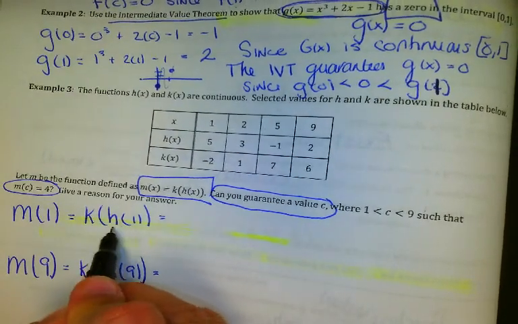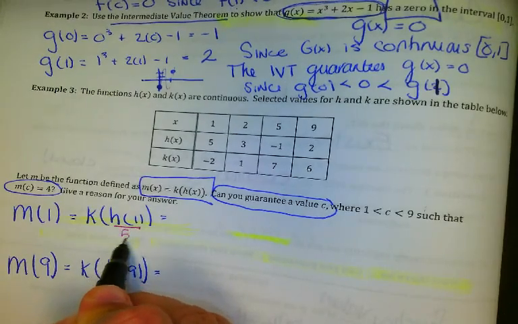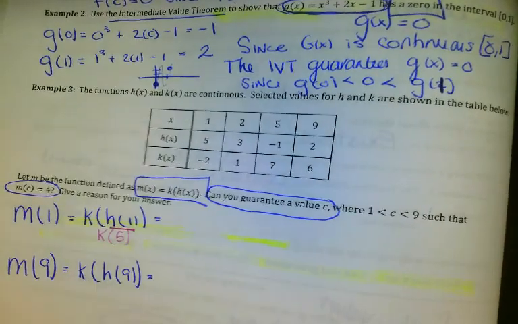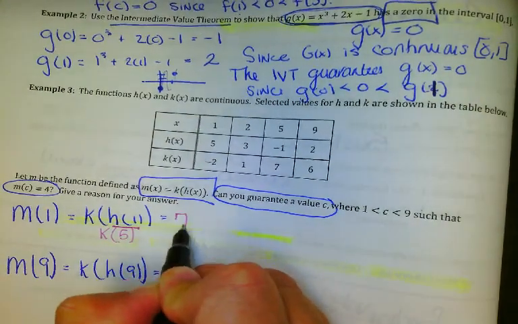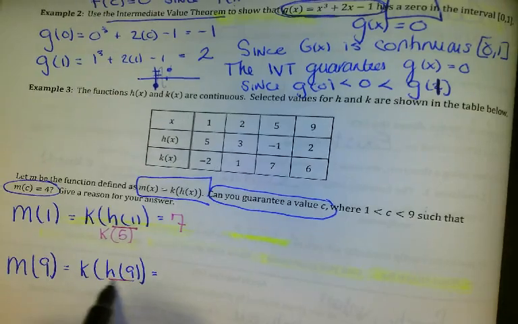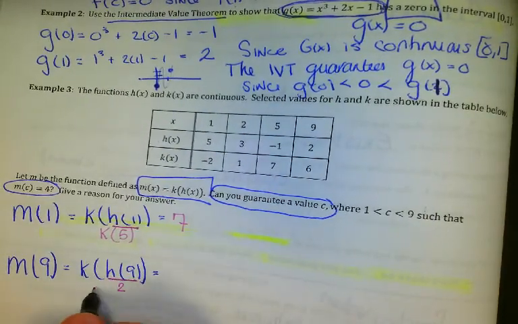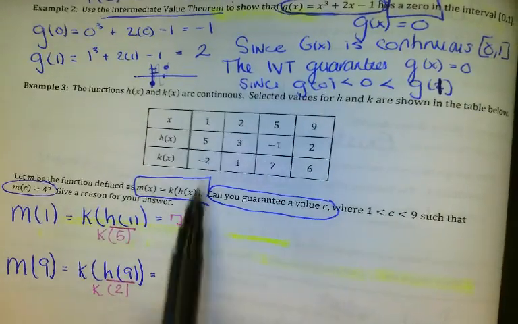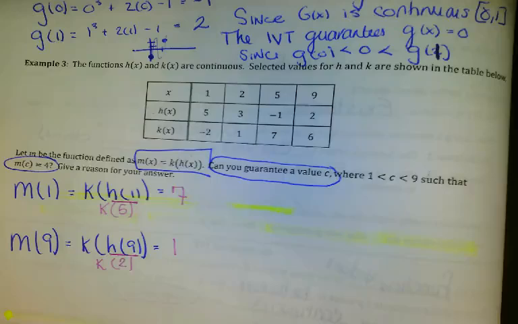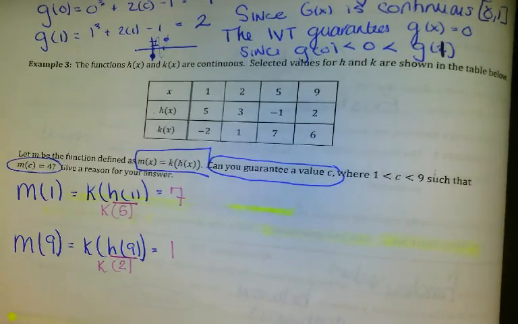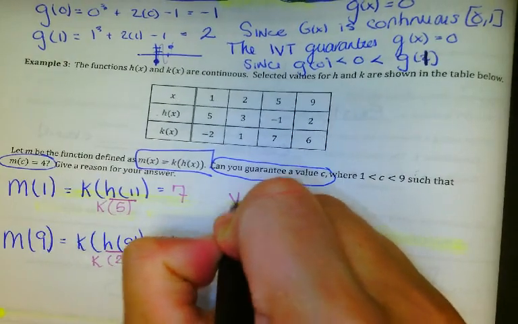All right, what did h of 1 turn out to be? 5. And then I need k of 5. K of 5 is 7. Perfect. Then I need h of 9. H of 9 is 2, so I need k of 2. K of 2 is going to get me a 1. So am I guaranteed to hit 4? Yes. And again, this is all this theorem says. So can you guarantee? I'm going to say yes.